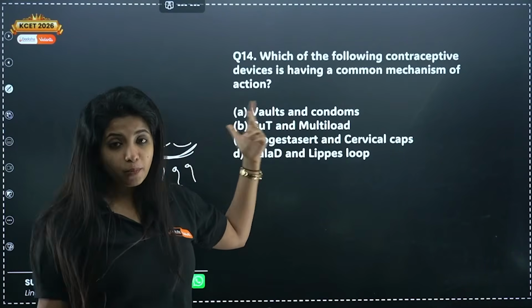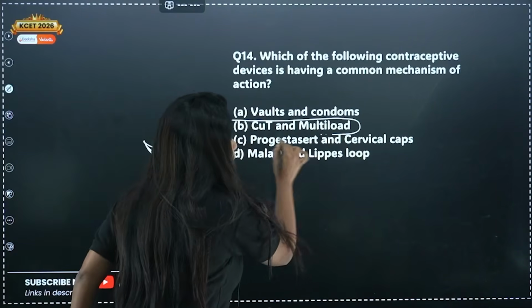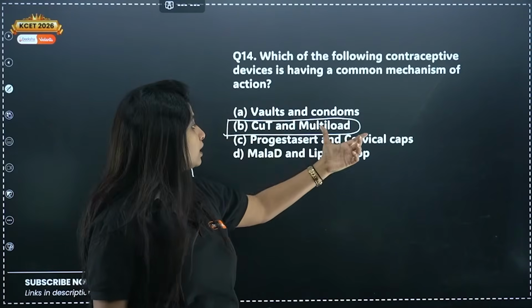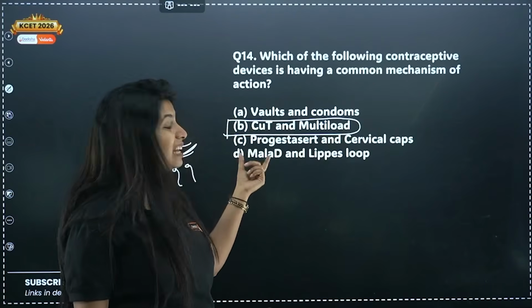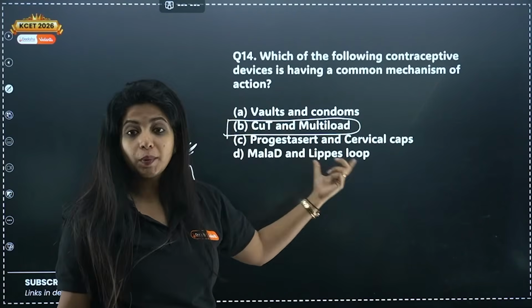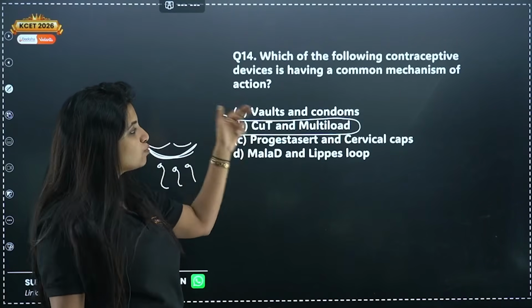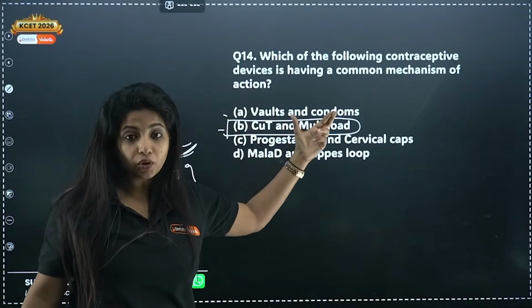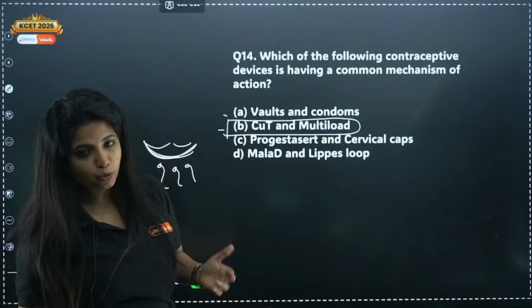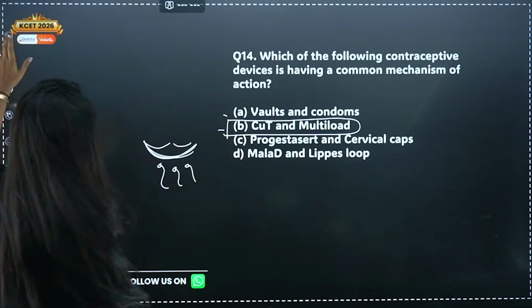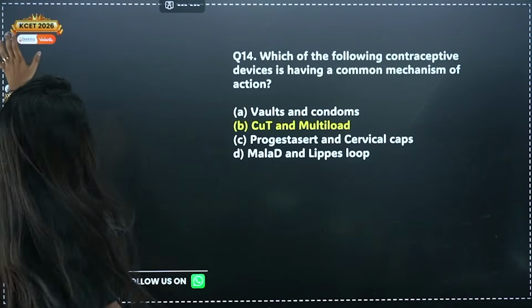Over here, both of them are copper releasing and both of them are IUDs. They have the same function. So this becomes the more relatable answer. Going ahead, progesterone and cervical cap. Progesterone is hormone releasing. Cervical cap is a barrier method. Mala-D is an oral pill and lipase loop is a non-medicated IUD. So this and this can be the answer, but if you have to choose one, it would be CUT as well as multi-load, because both of them are inserted inside the uterus only. Both of them also do the same function of releasing copper. I know this question is kind of confusing, but your answer remains B. Cool? Yes, ma'am. Next question.